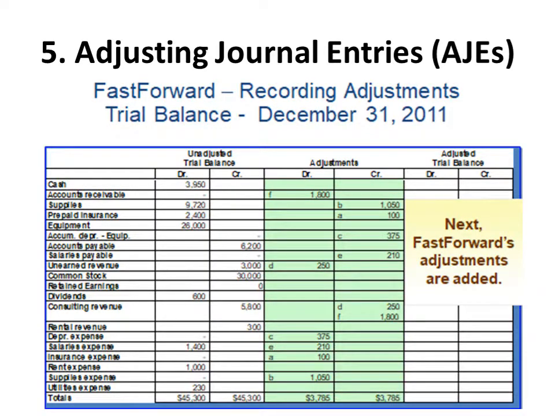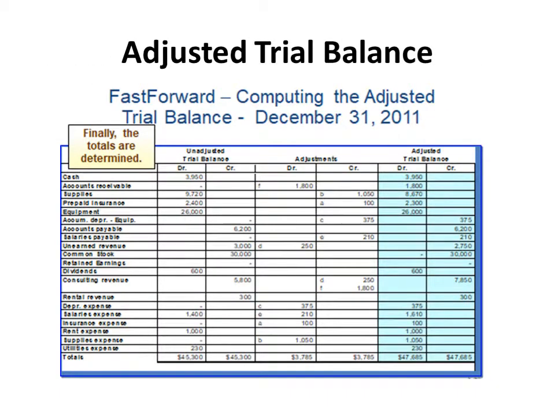These are the adjusting journal entries once they've been posted to the trial balance worksheet. This is a trial balance worksheet. Unadjusted trial balance, put the adjusting journal entries in, and we're about to go through and do the adjusted trial balance, and that's what I'm going to focus on.